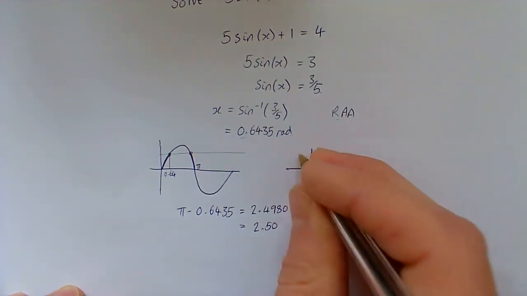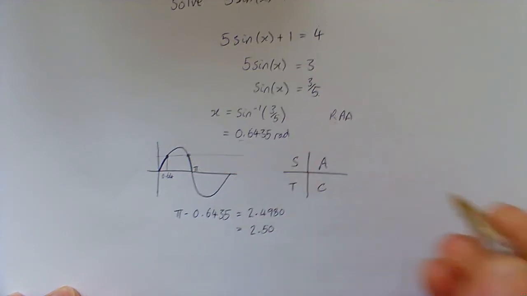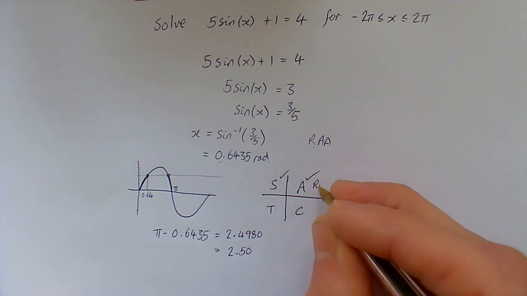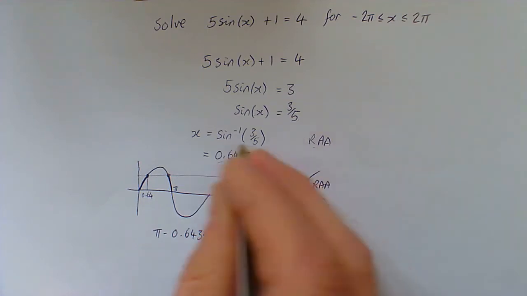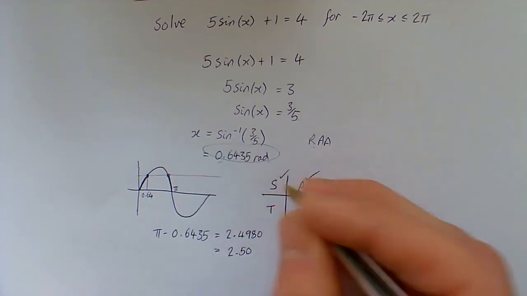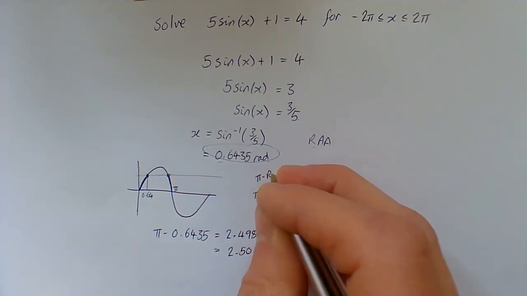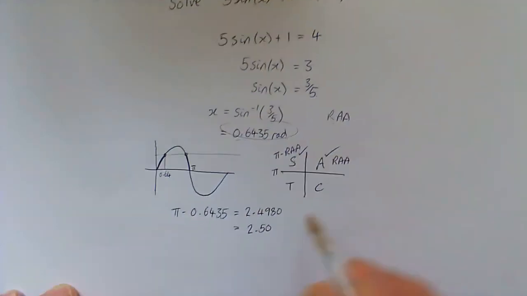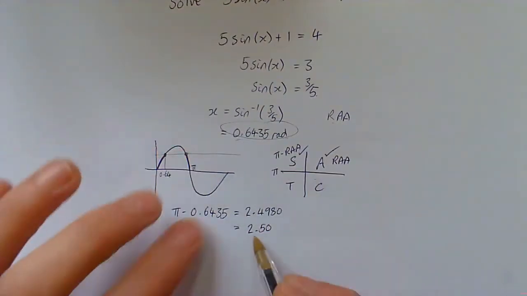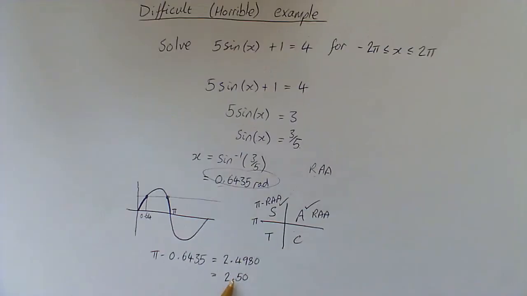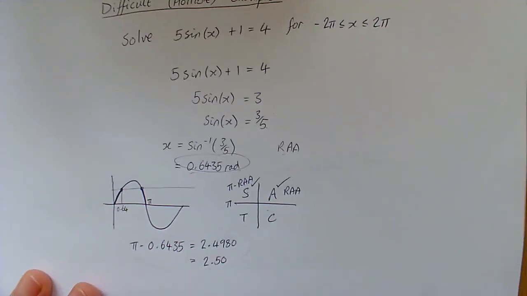On our CAST diagram, how does that look? Well, it's sine and it's all. So that's our relative acute angle, or this one here. And this sine one, well, we're starting at pi there and taking away our relative acute angle, which matches what we've got here. So whether you use CAST or a graph, we got to there. That gives us two values. Now, this is where things become a little bit more nasty again.